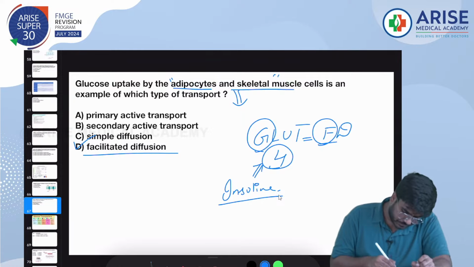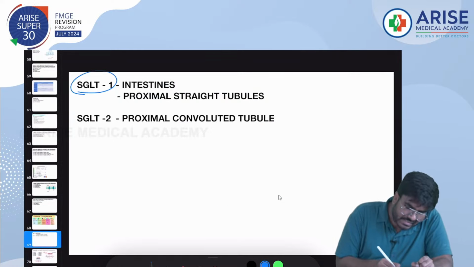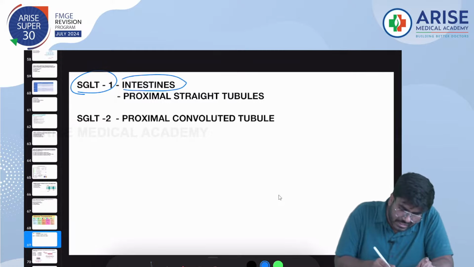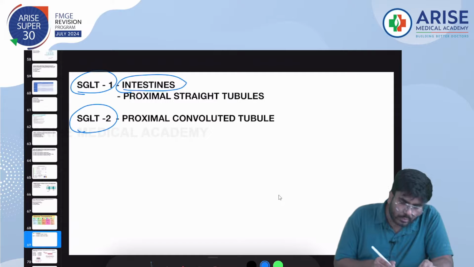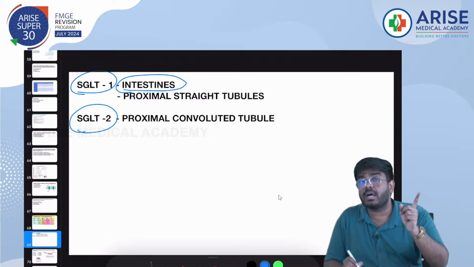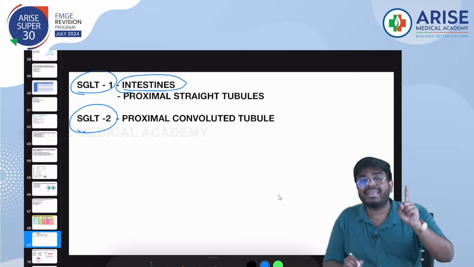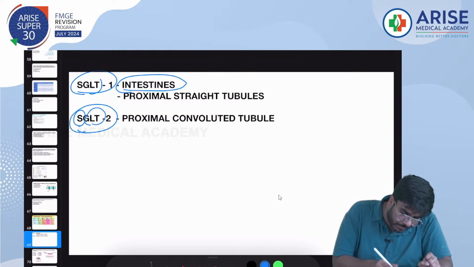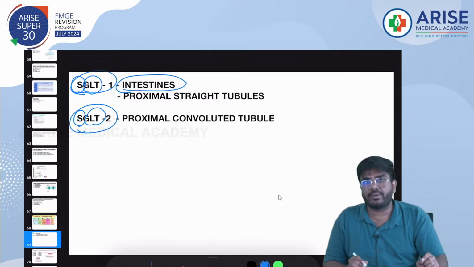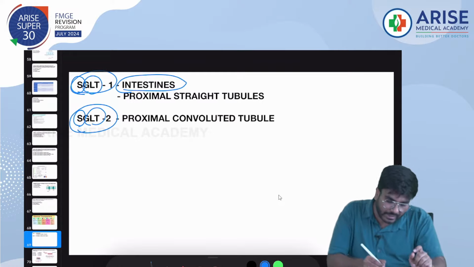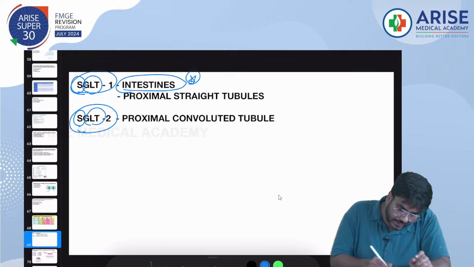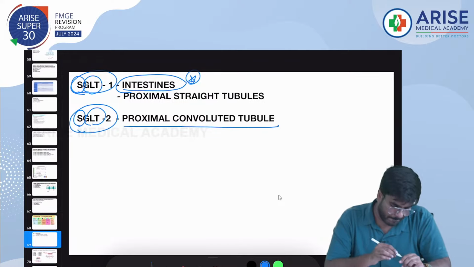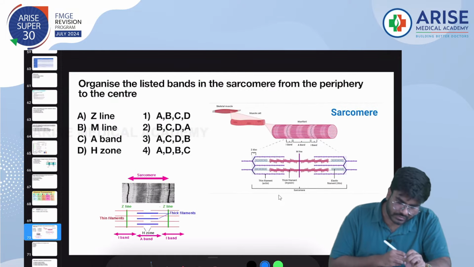Okay. Where is SGLT1 present? SGLT1 is present in your intestines. SGLT2, I have told you, wherever you see the word SGLT, is an example of secondary active transport. Glucose is absorbed along with the sodium. SGLT1 is present in your intestines. SGLT2 is present in your nephrons, PCT. Okay. Now look at this question.